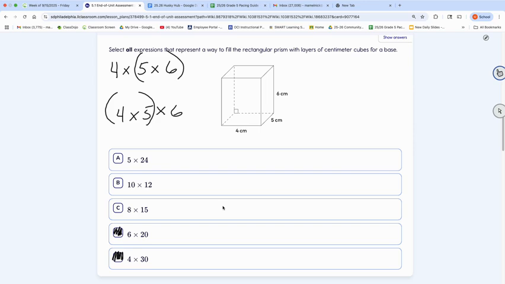I can also rearrange the numbers from the original expression to find other combinations. For example, when I change the arrangement to 4 times 6 times 5, I notice that 4 times 6 can be grouped to equal 24, which can be matched to the expression 5 times 24.